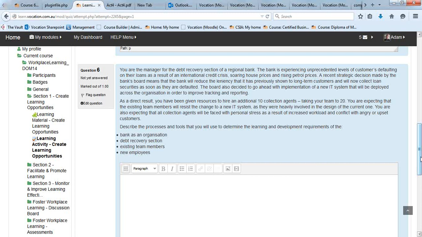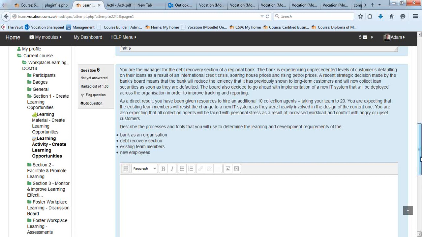As a direct result, you have been given resources to hire an additional 10 collection agents, taking your team to 20. You are expecting that the existing team members will resist the change in the new IT system as they were actually heavily involved in the design of the current one. You are also expecting that the collection agents will be faced with personal stress as a result of increased workload and conflict with angry or upset customers.